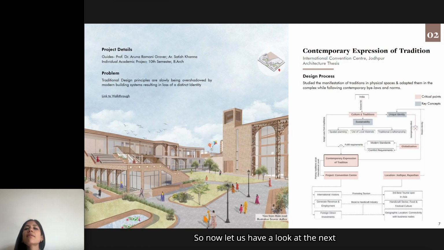So now let us have a look at the next project, which is my architecture thesis. Since this was a thesis project and a semester-long project, one can expect much more detail in it, which is why mentioning the timeline and the context of the project becomes very important, because some projects you do over a week's period of time, some might be design sprints, and some could be very in-depth projects which you do for a longer period of time. So that is why I mentioned that over here.